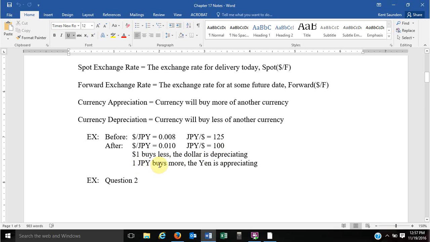Or we could look at it, one yen now buys more. It used to be the case that one yen only bought $0.008, not even a full penny. Now in the after scenario, the yen buys a full penny, it buys $0.01. So in that sense, the yen is appreciating. It will always be the case that if the dollar is depreciating, the yen will be appreciating, or vice versa. However, it's not necessarily the case that if the dollar is appreciating or depreciating relative to the yen, that'll apply to other currencies. Each exchange rate has its own relationship, but each exchange rate can be expressed two different ways. Question 2 will help finalize your measurement of this idea of appreciation, depreciation, spot and forward rates. We're actually going to use the spot and forward rates again here in just a little bit.